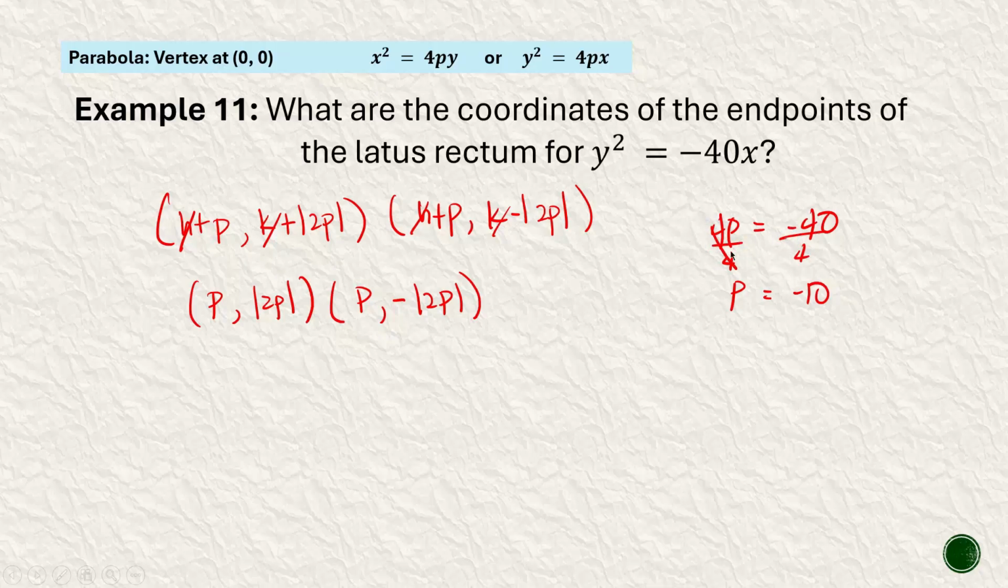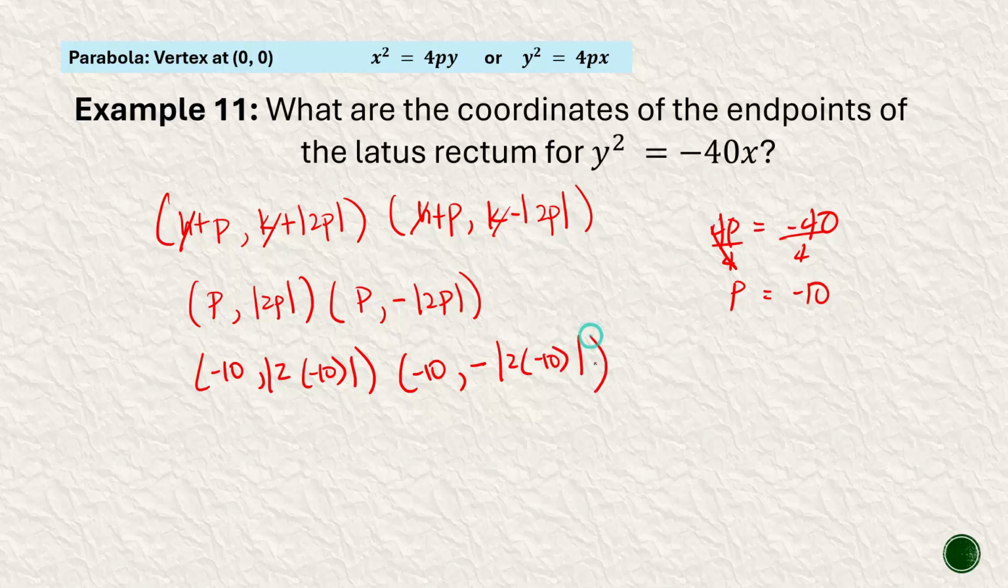Since p is negative 10, this will be (negative 10, comma, the absolute value of 2 times negative 10). 2 times negative 10 is negative 20, and the absolute value of negative 20 is positive 20. So we have negative 10, comma, positive 20. On the other hand, we have negative 10, comma, negative 20.